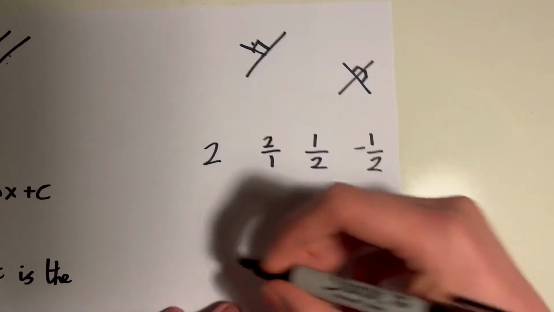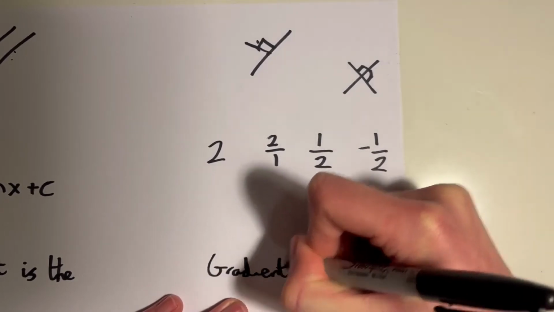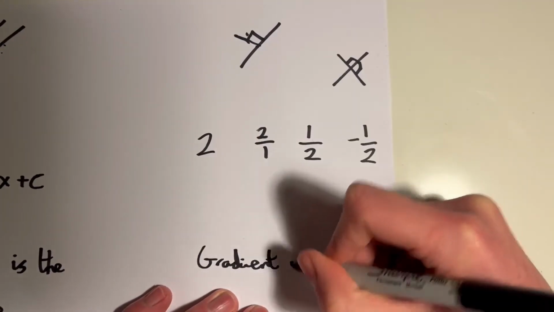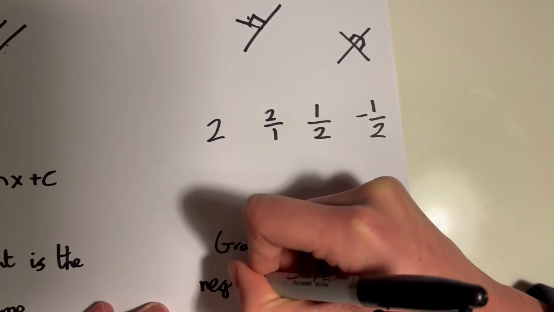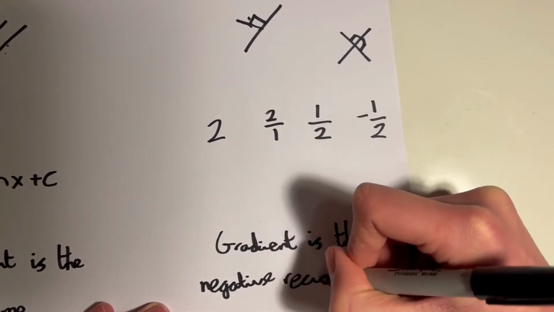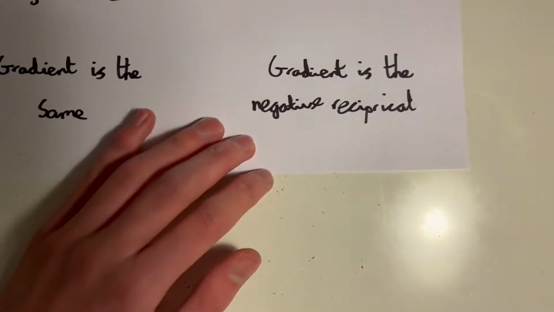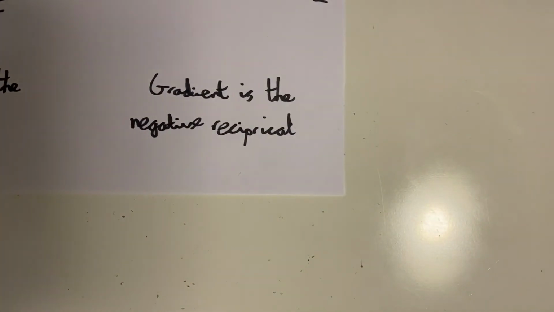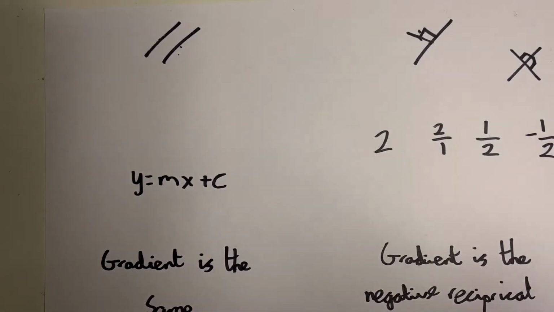So for perpendicular lines, gradient is the negative reciprocal. I just realised I don't know how to spell reciprocal. We'll go with that. I'm not too sure. But yeah, so I'll show you some examples of what a question on this might look like.